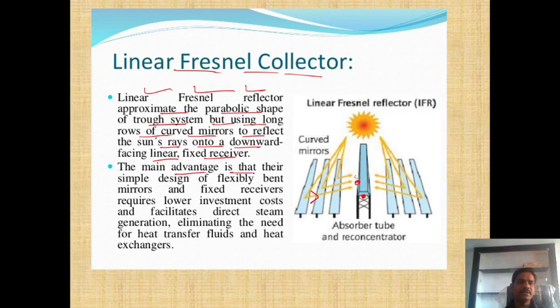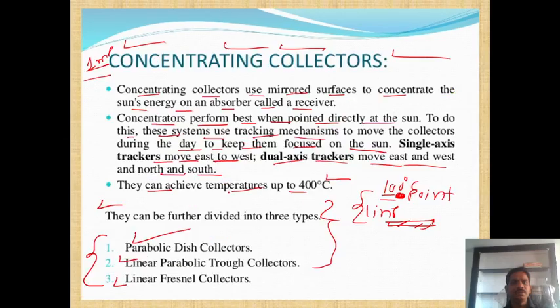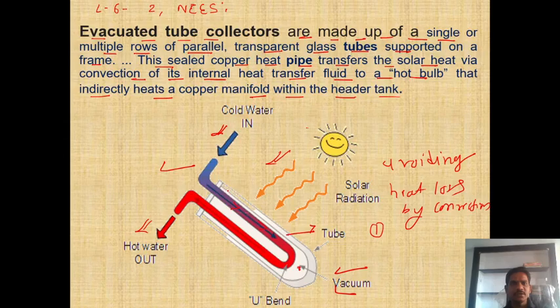The main advantages are that there is a simple design with flexibility, bend of mirrors and a fixed receiver require lower investment cost, and it facilitates direct steam generation, eliminating the need for heat transfer fluid and heat exchangers. Yes or no? Yes. So this is the simple explanation about the concentric solar collectors, guys.